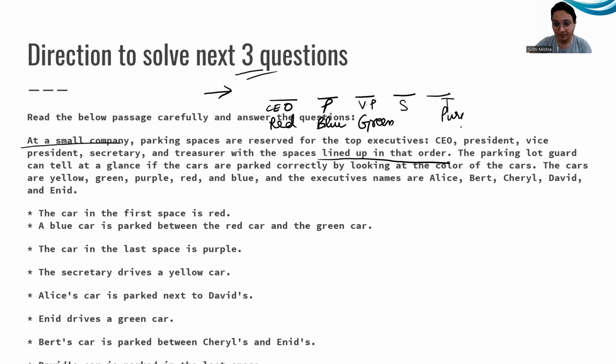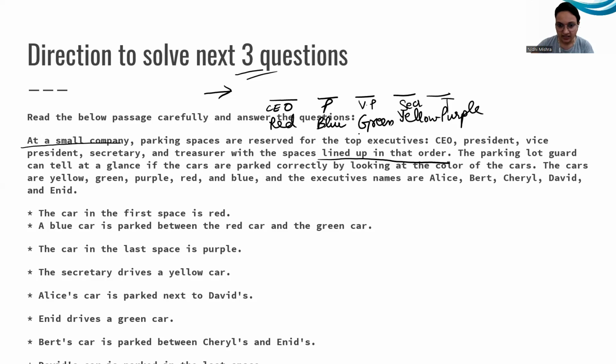So this is purple. Which color is left? Yellow. So this is yellow. Correct? Yes. The secretary drives a yellow car. So this is the car of the secretary. Yes. Alice's car is parked next to David's. Okay. I don't know anything about Alice and David. So let's go to the next.